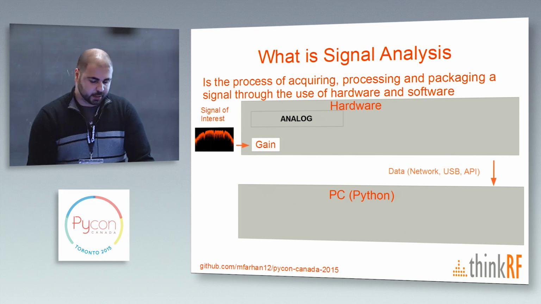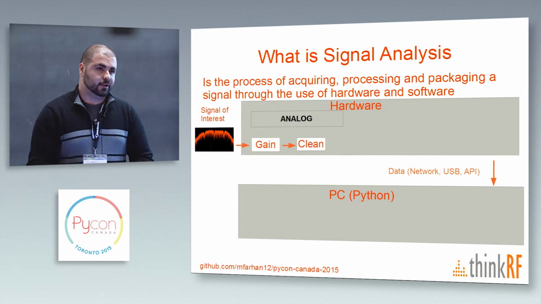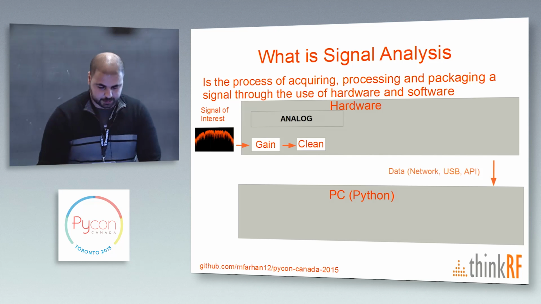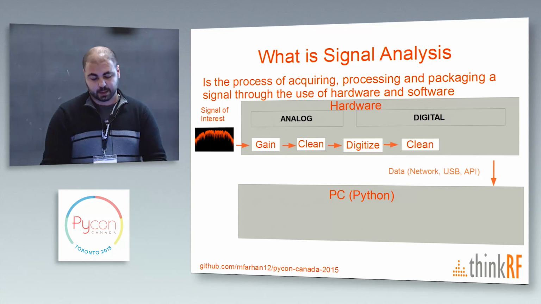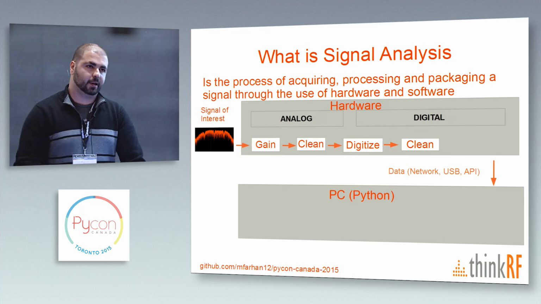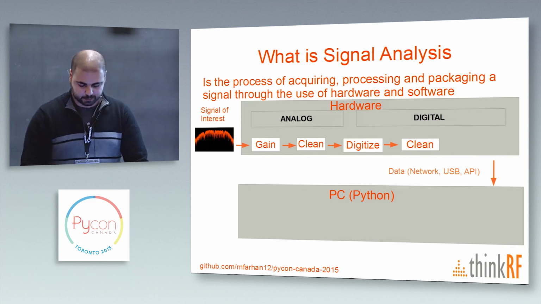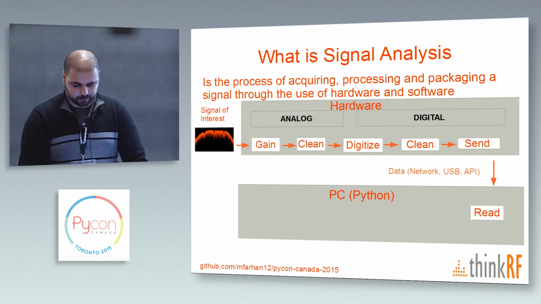So first, you're in the analog phase. You apply some gain or attenuation, depending on what your signal is. Then you clean it. Clean could mean a lot of things. It could mean filtering, down conversion, IQ modulation. It could mean all kinds of things. Then you digitize it, goes into an ADC. Then you clean it again with some digital signal processing. So that could be some decimation, frequency shifting, going through all kinds of IIR filters or FIR filters. And then you finally send your data either in some sort of packet or print it off serial or whichever way you find comfortable.